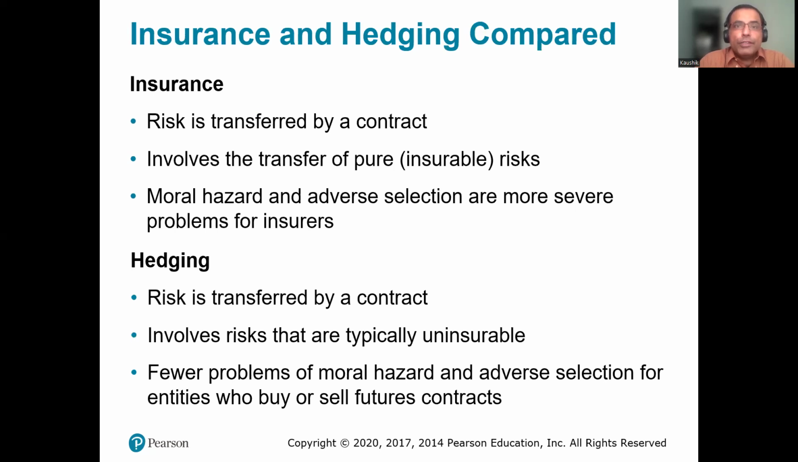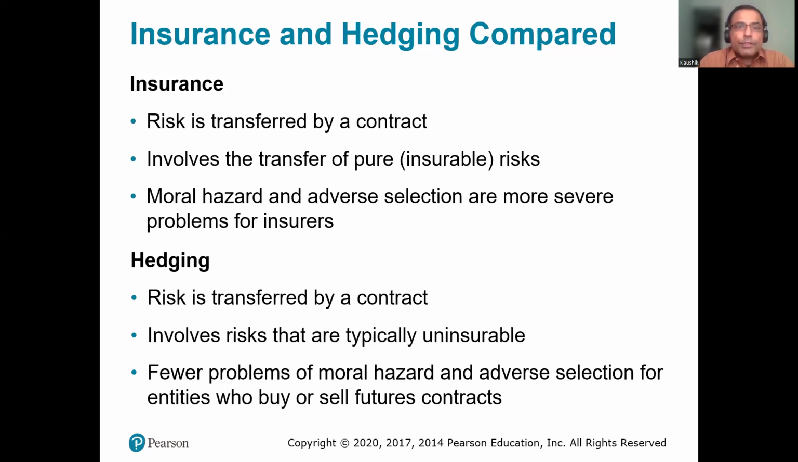Then we can compare insurance with hedging. In the case of insurance, risk is transferred by a contract. And what type of risk is transferred? Mostly pure and insurable risk. Hedging also involves transfer of risk through a contract, but the risk which is transferred is typically uninsurable.